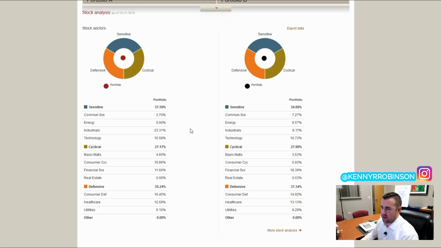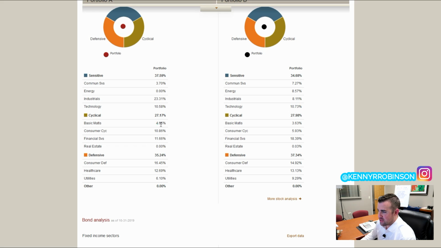Now let's take a look at stock sectors. How are we diversified? Over here on the Vanguard dividend appreciation, we have communication services at about 3.7%. Over here, we have about double that in VYM. Energy, 0. That's a big difference here. So we have 0 energy, but over here we have 8.5% energy. Industrials is a significant difference, 23% over here in VIG versus only 8.11% over here. Technology, we're coming in at about 10.5% and about the same over here.